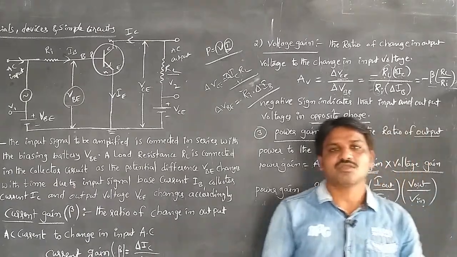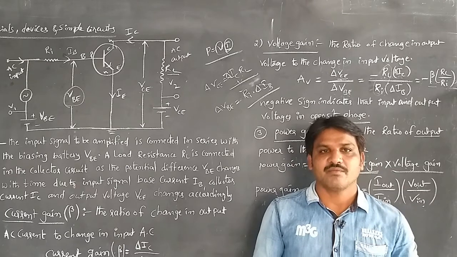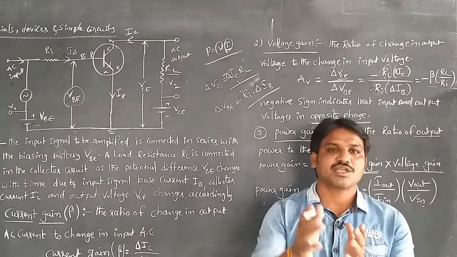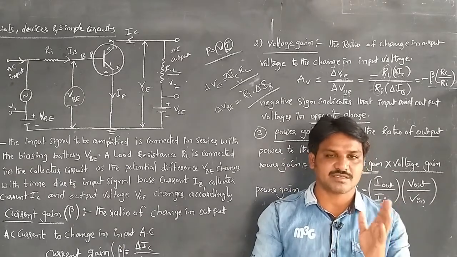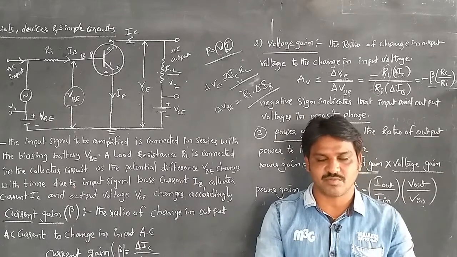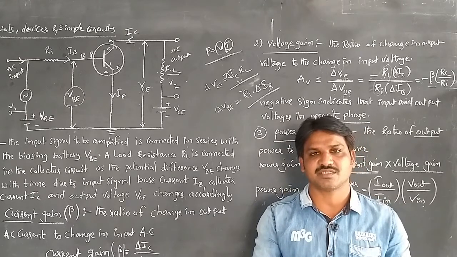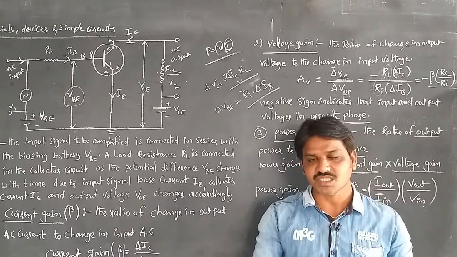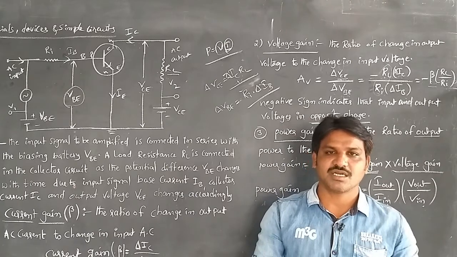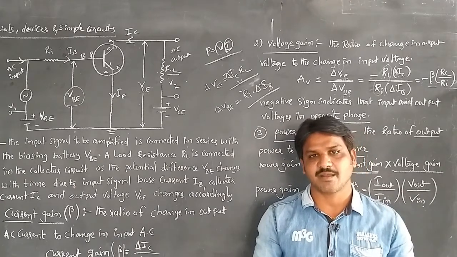Whenever the transistor is operated in the active region, the emitter-base junction is in forward bias and the collector-base junction is in reverse bias, so that it operates in the active region. Whenever it is operated in the active region, the transistor acts as an amplifier.